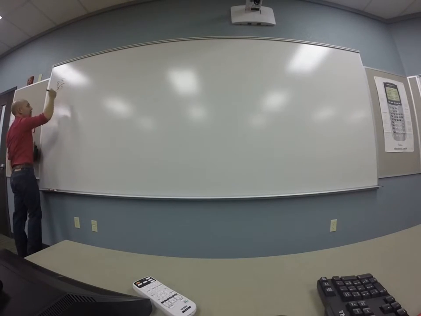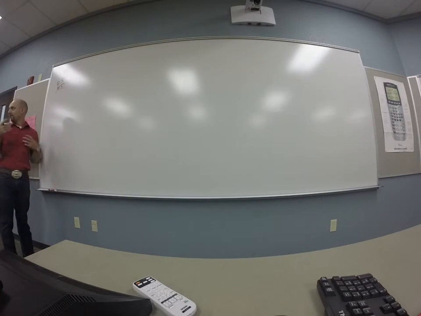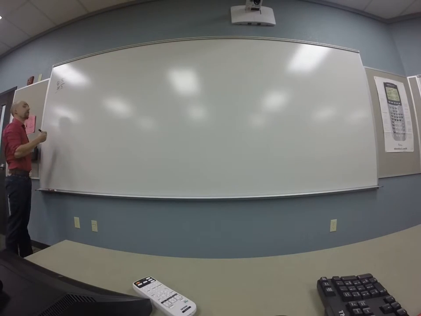So 8.5, number 5 says use the equation defining each function to identify the function as an increasing function, a decreasing function, or a constant function. Okay, so do they give me a formula? Yeah. Okay, so what's the formula?